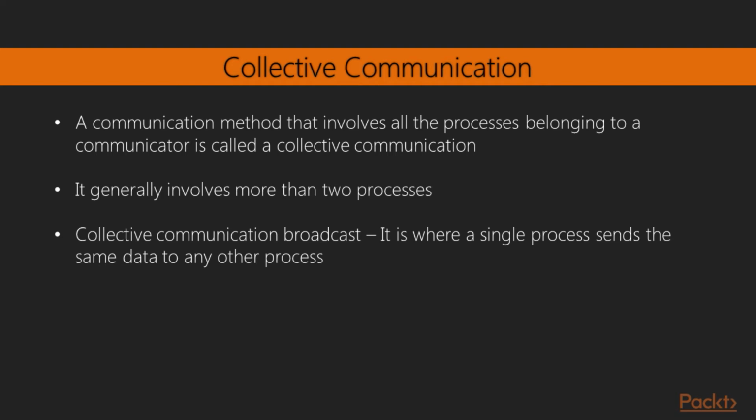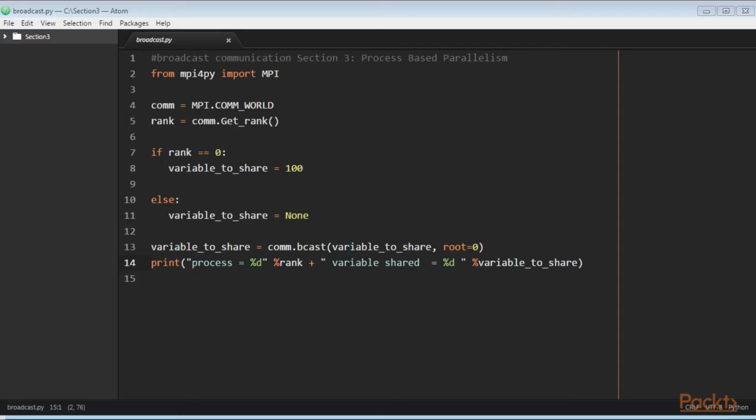We'll call the collective communication broadcast, wherein a single process sends the same data to every other process. The MPI4PY functionalities for the broadcast are offered by this method. The function simply sends the information contained in the message from the root process to every other process that belongs to the comm communicator. Each process must, however, call it with the same values of root and comm.